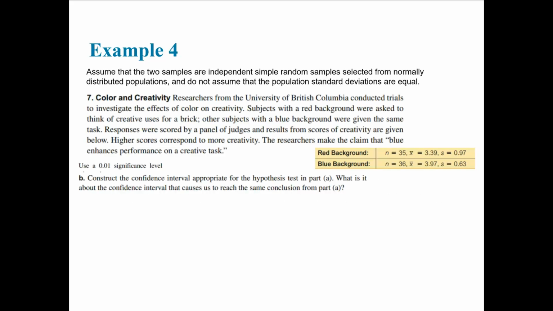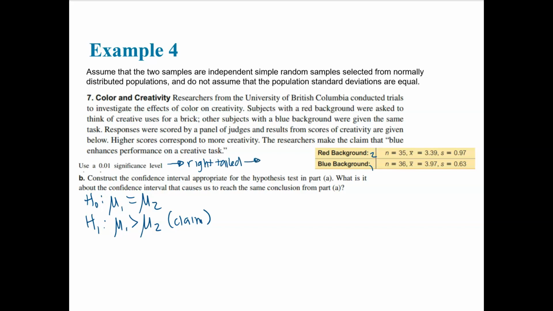We've done this one before. This is the blue and the red, and now we're going to construct a confidence interval. They didn't tell us the confidence level, so we have to take a look here. We just need to remember that our null was that they're equal, with blue as 1 and red as 2, and our alternative was the claim that the blue enhances performance. So this is a right-tailed test, or a one-tailed test, with a significance level of 0.01.